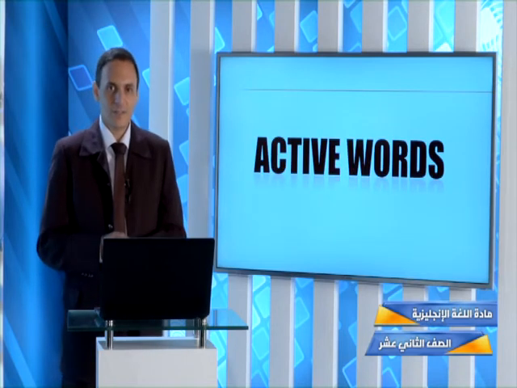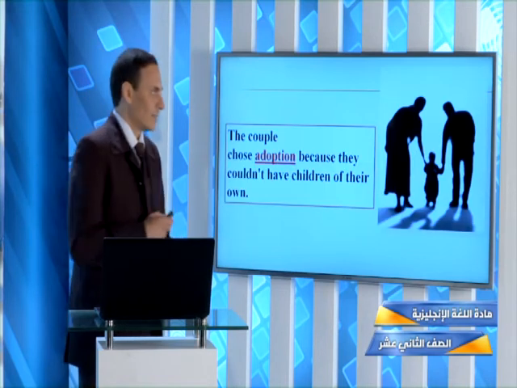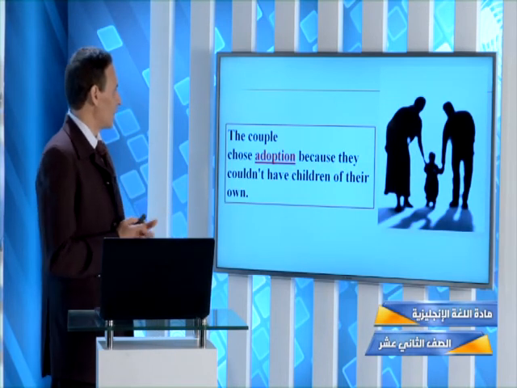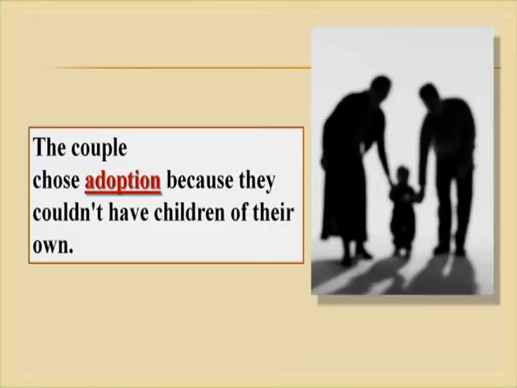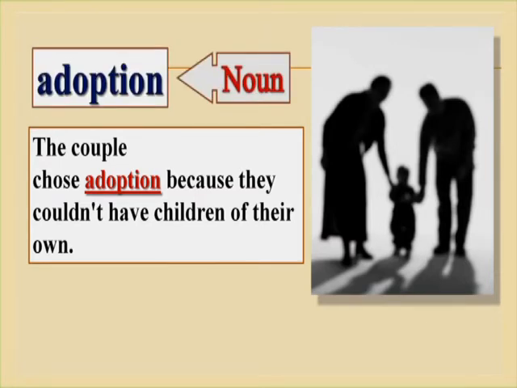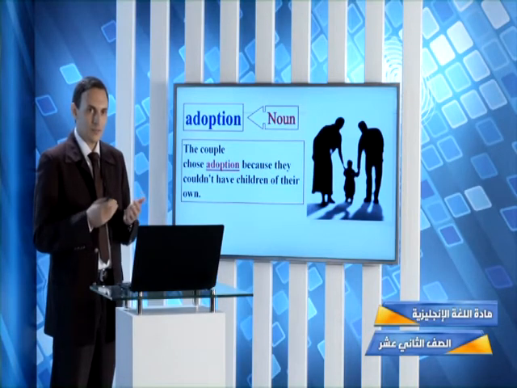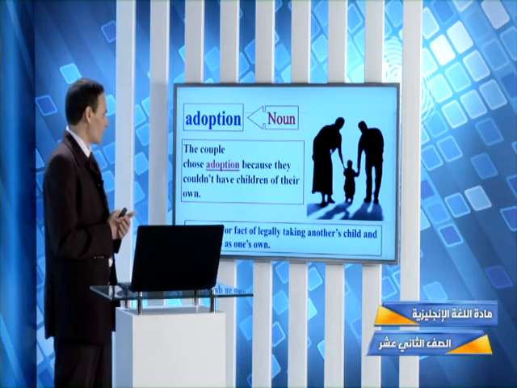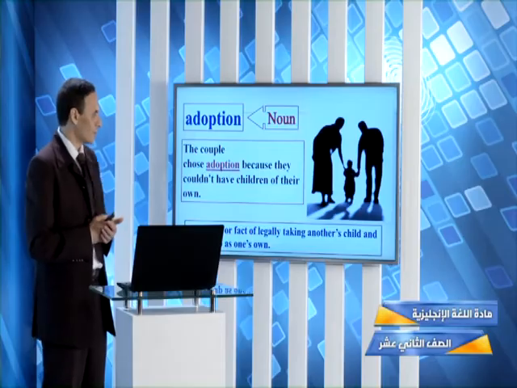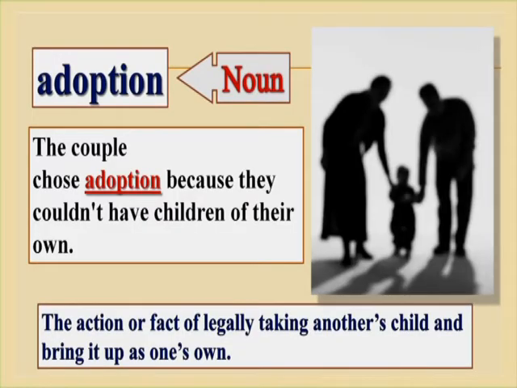Now, let's learn some more active words. Look at the picture and then read the example sentence. The couple chose adoption because they couldn't have children of their own. Notice that the word adoption is underlined and written in a different font color. The word is adoption. And grammatically, the word adoption is a noun. Now, let's read. By definition, the word adoption means the action or fact of legally taking someone's child and bringing it up as one's own.